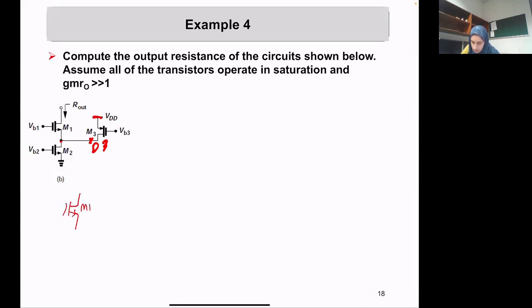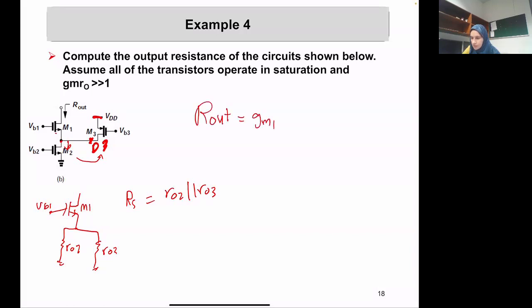So we see the equivalent circuit. This is M1, this is VB1, and here we see R out from M. Therefore, our R out is in parallel with R out 3. Is this clear to everybody? So our total R out will be GM1 times R out 1 times R out 2, in parallel with R out 3.